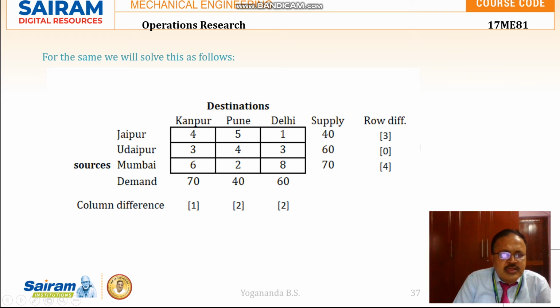Now column difference. So the first smallest elements are 4 and 3. So the difference is written as penalty. 4 minus 3, 1. Then 4 minus 2 in the second column, so that is 2. In the third column, it is 3 minus 1, so that is 2. So these are the penalties.